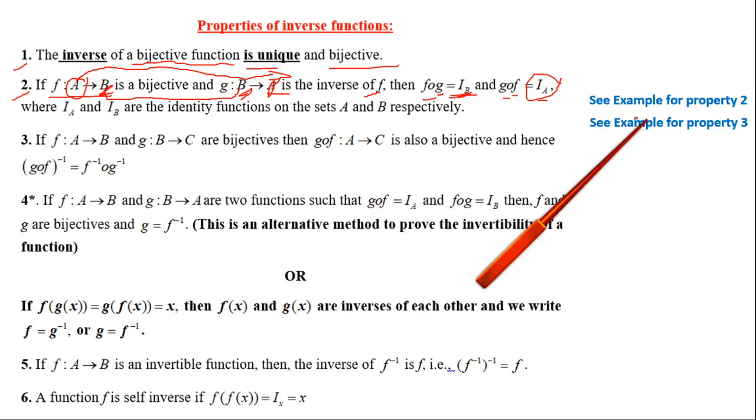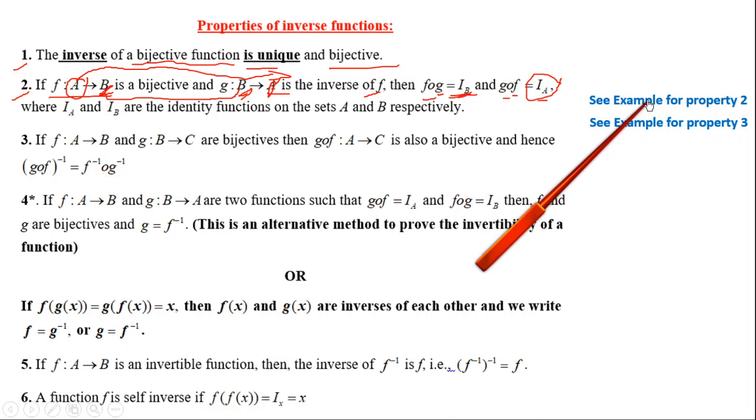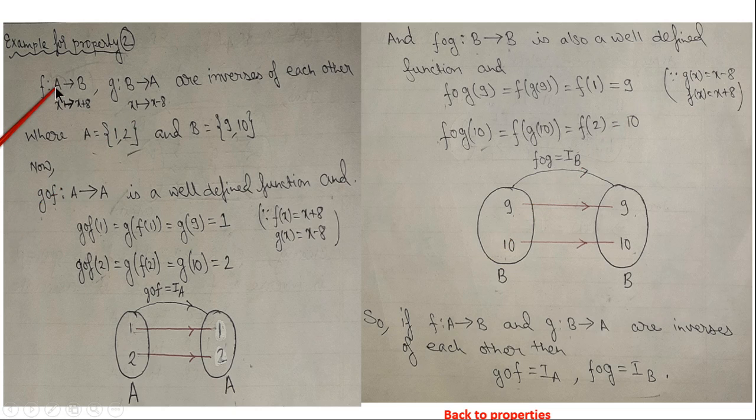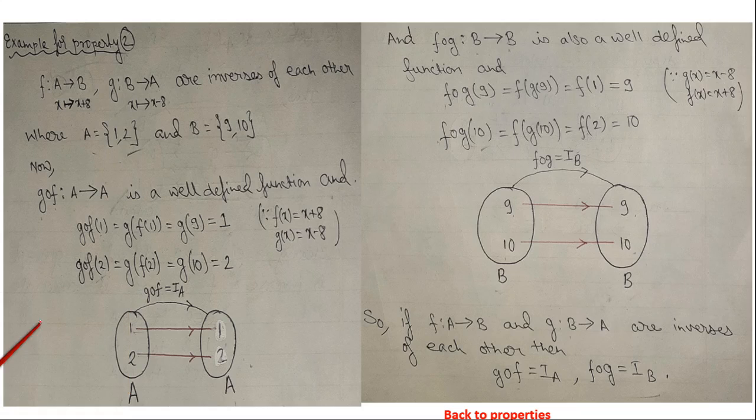So let us see an example for property 2. For the example for property 2, here I have taken two functions f and g.